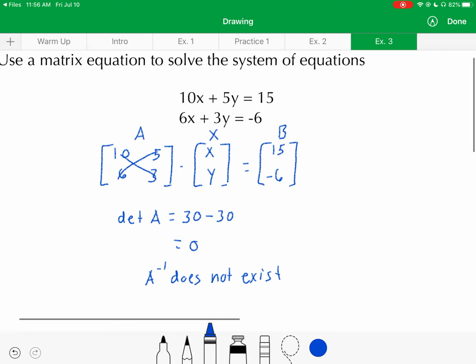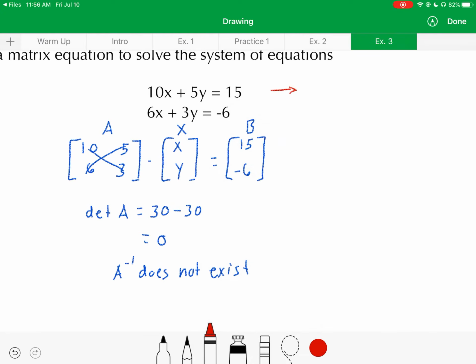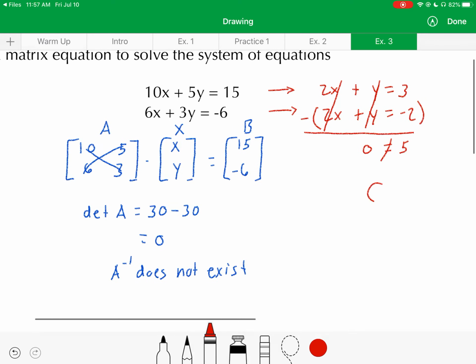And you just go back to one of your algebraic methods like substitution or elimination. What I'm noticing is that both of these equations can be reduced. This can be 2x plus y equals 3 if I divide all those by 5. And then the second equation is 2x plus y equals negative 2. And then I'll use subtraction to eliminate. Both variables eliminate, leaving the left side to be 0, and then the right side's 5. And of course, 0 does not equal 5. So I know that this system has no solution to it.